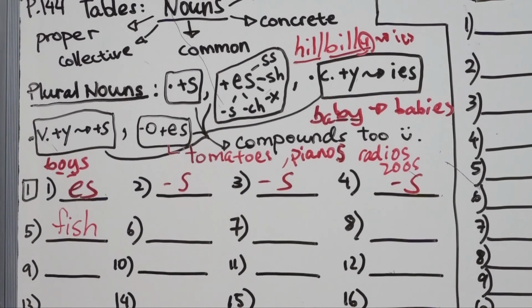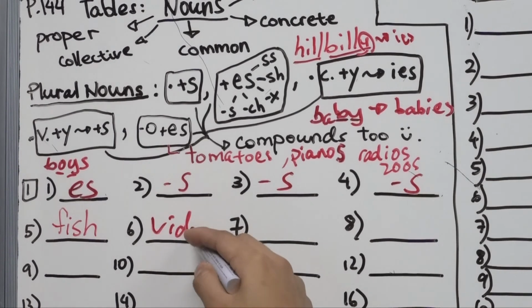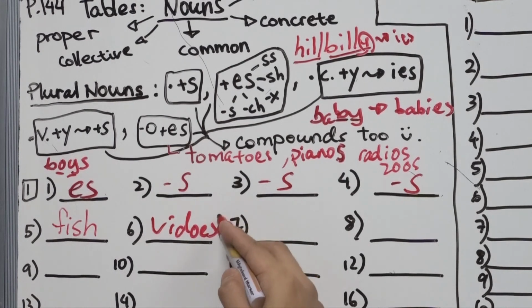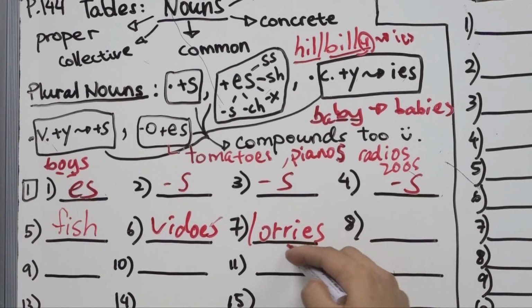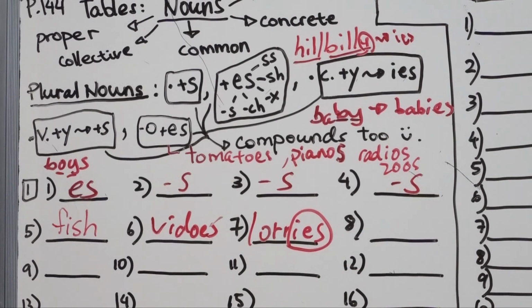Next one, video. This one has ES? Videos. I'll go back to writing just the endings. Videos. What about lorry? L-O-R-R-Y. That should be easy, we learned that in primary school. Lorries, I-E-S because we have a consonant and a Y. Next one, we have toy, similar to boys, we just add S. Easy. Toys, boys.